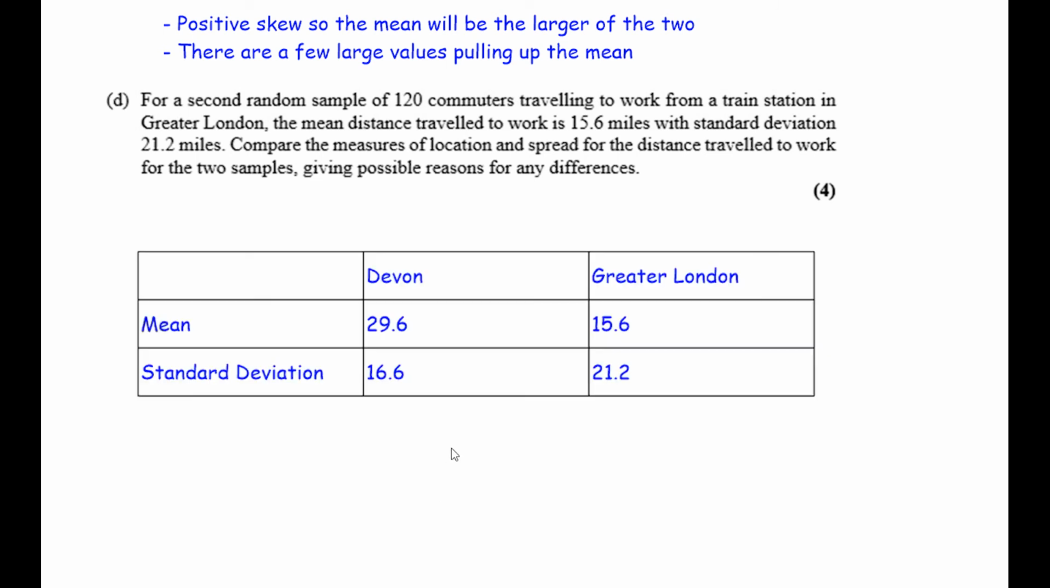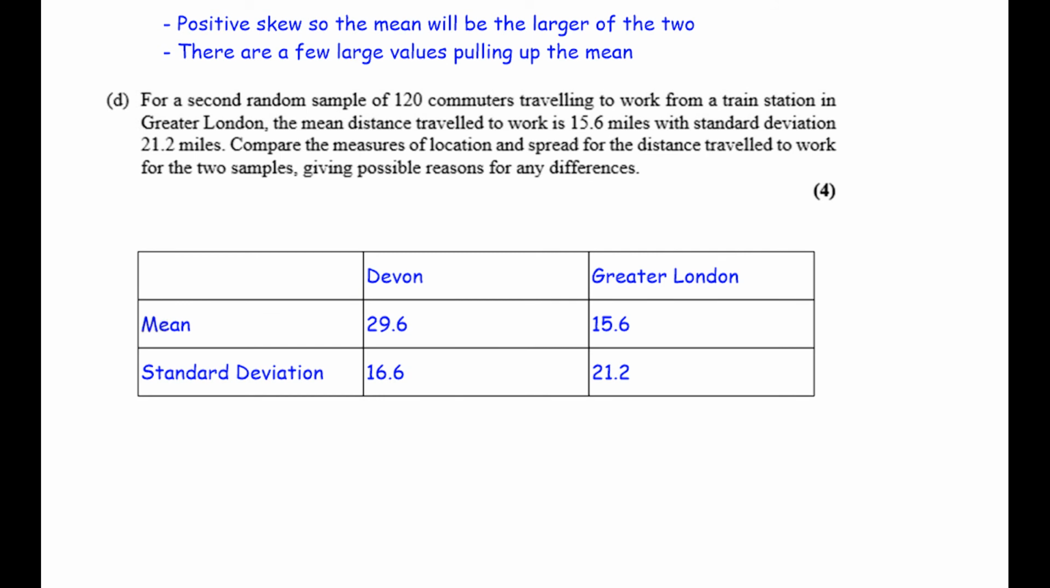Okay, so really just putting these into a table for easy comparison. First, we'll start off with the means. Devon has a larger mean than Greater London. The mean distance to travel to work in Devon is 26.9, whereas in London it's 15.6.